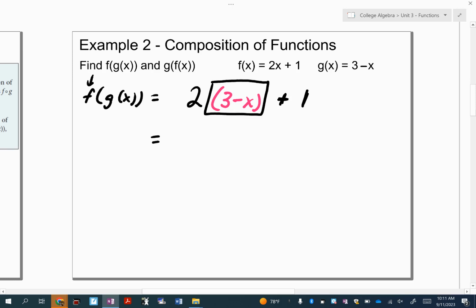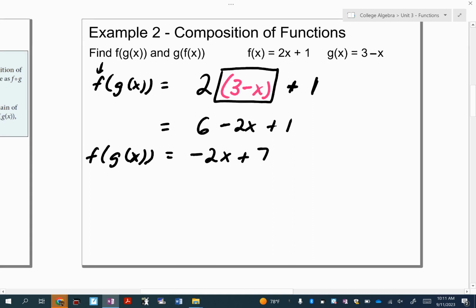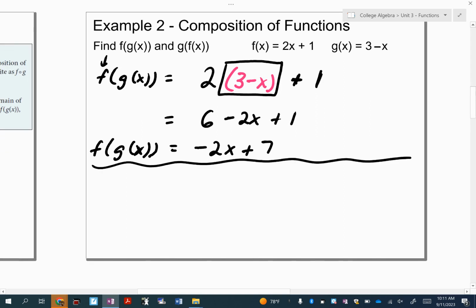So I'm going to distribute. 2 times 3 is 6. 2 times negative x is negative 2x. Bring down the plus 1. Keep going. And I'm going to write it in order. So negative 2x plus 7. So this is f of g of x. That is called composition. Let's do another one.